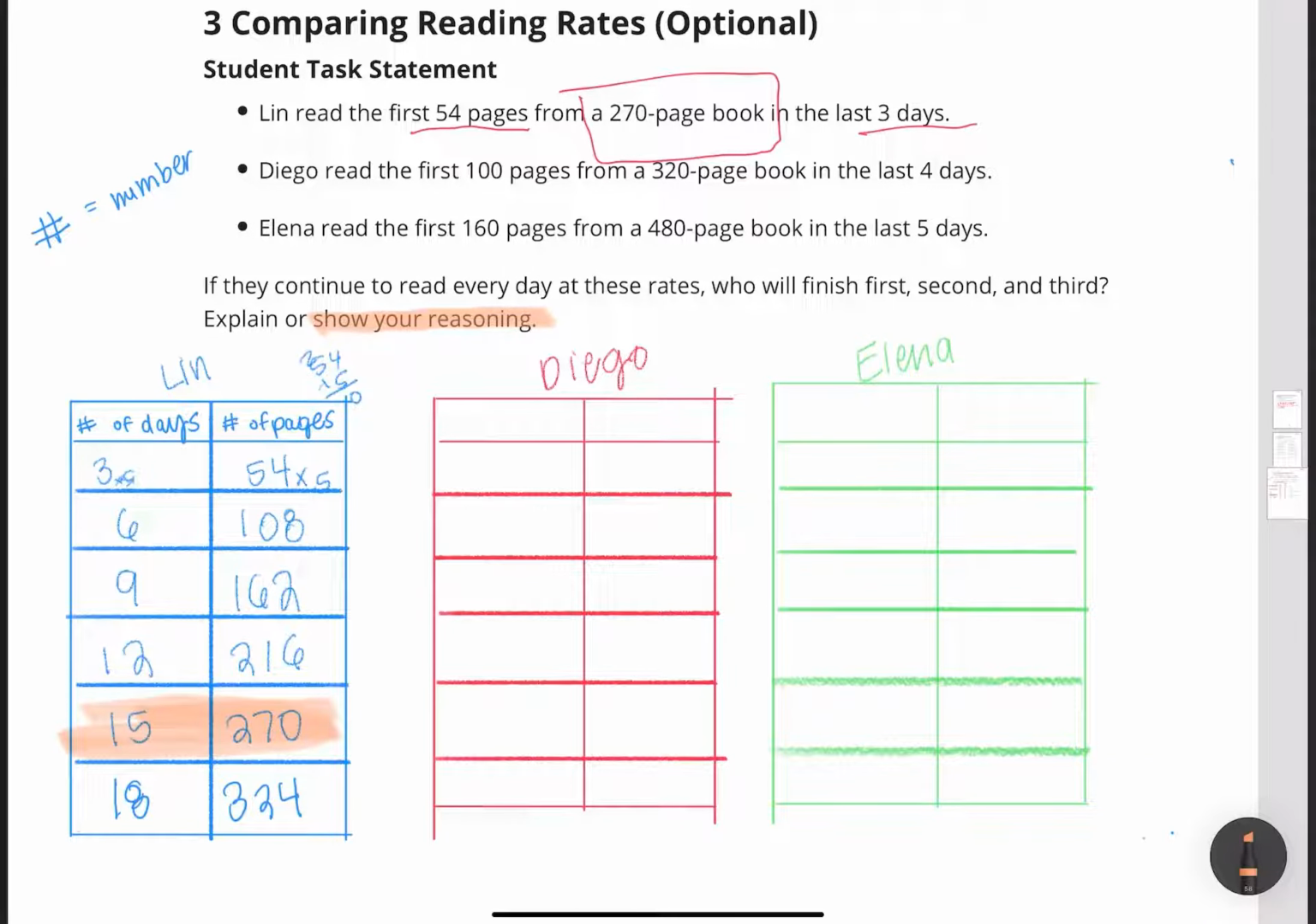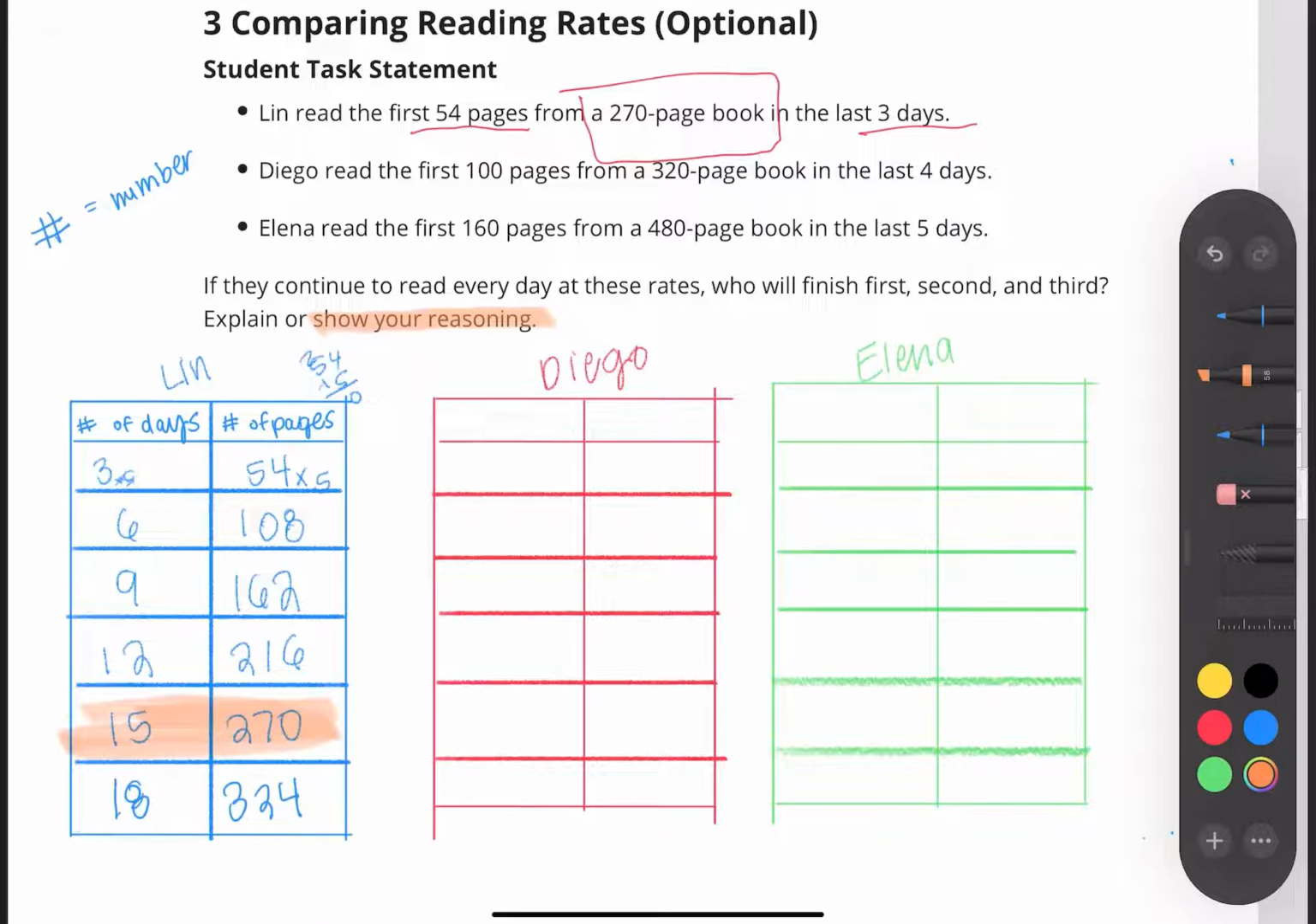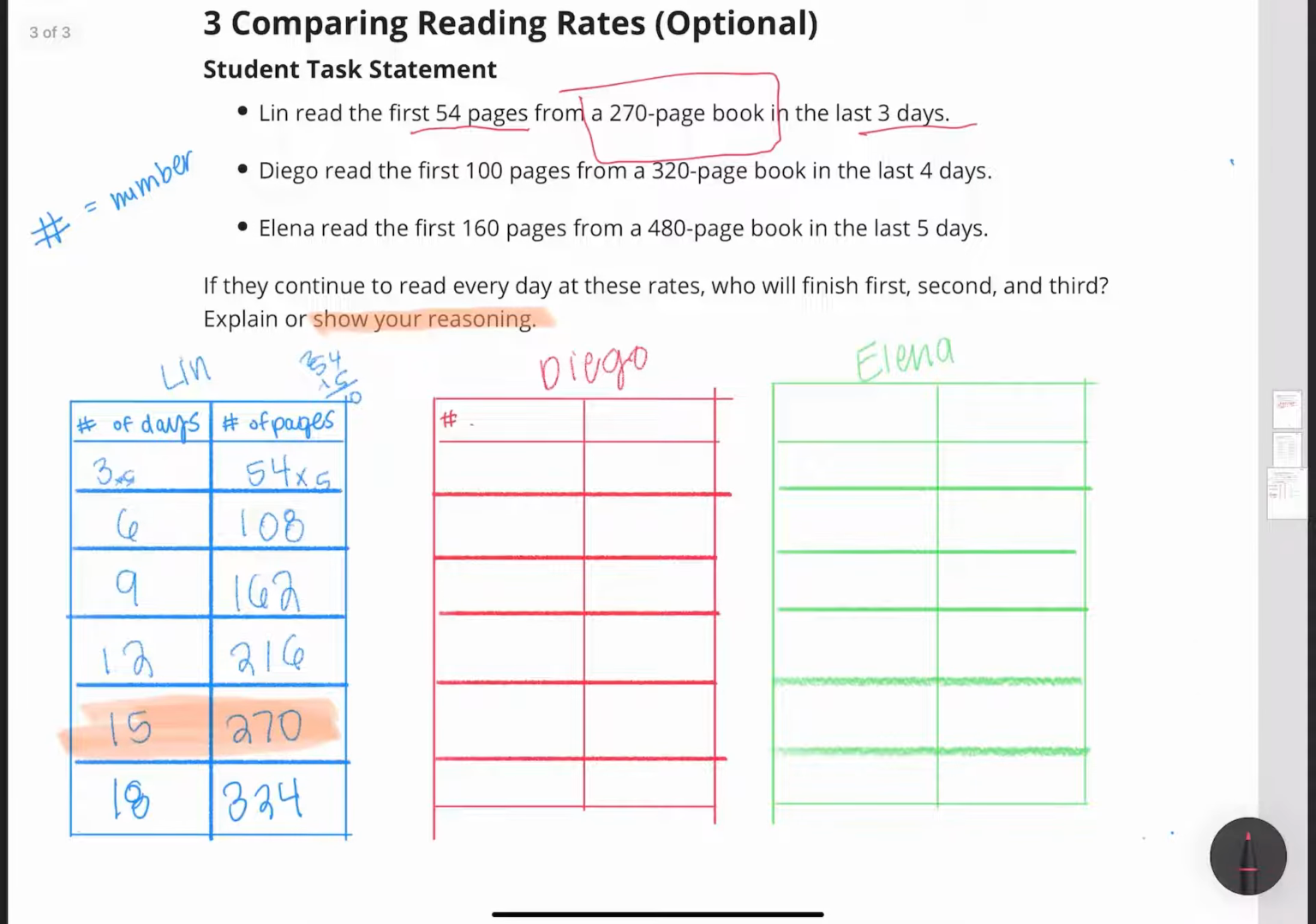Okay, let's look at Diego. Diego read the first 100 pages from a 320-page book in the last 4 days. So Diego is actually starting off with 4. I'm going to change to red for Diego. I still want to title my columns, number of days to number of pages. You can start off with 0, which I should have done for Lynn, but it's totally fine. I can start off with 4 to 100.